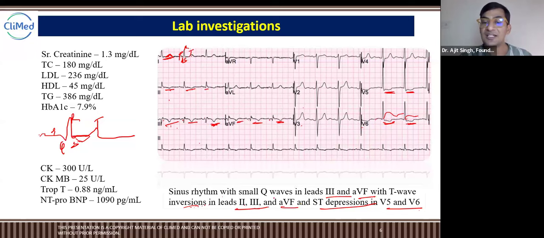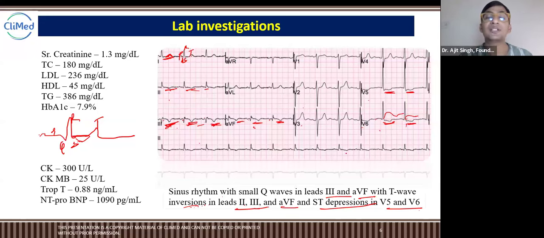So let's understand: this is not normal, the T is inverted. T inversion is there in lead 2, lead 3 and AVF. And the entire ST segment is going down in lead 5 and lead 6.